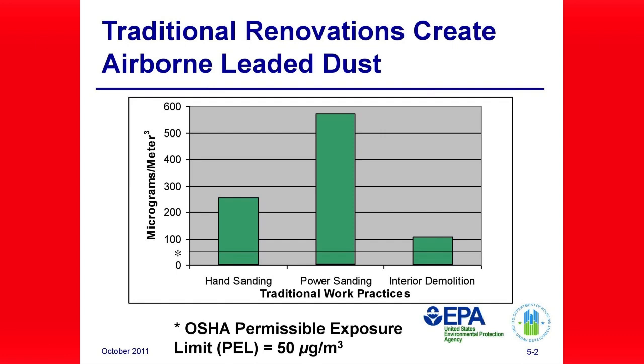Traditional work practices create large amounts of dust. This chart shows amounts of lead dust created by 3 common construction practices: hand sanding, power sanding, and interior demolition. Note, the RRP rule restricts the use of power sanders, among other things. See following page for more information.